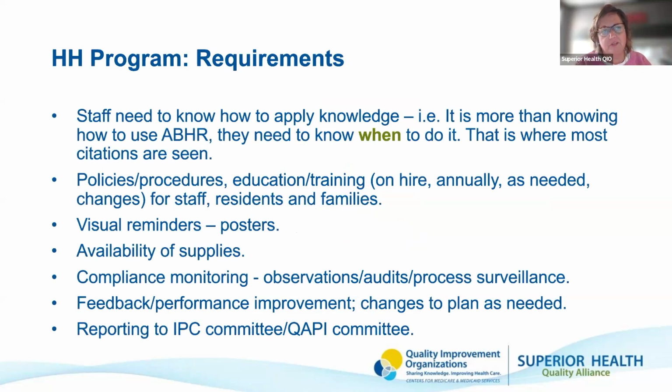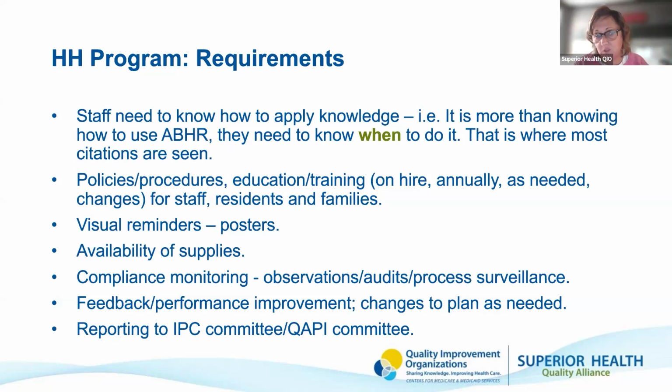Staff need to have the knowledge about when and how to perform hand hygiene. That is where we see most citations. They need to know when to do it. Policies and procedures have to include it, and you need to have education and training on hire and annually as part of your competencies, as needed with changes, like if you change your product or change placement, for staff, residents, contractors, families, and visitors. So your education in F-tag 880 talks about educating your residents and your families about hand hygiene. You should have visual reminders.